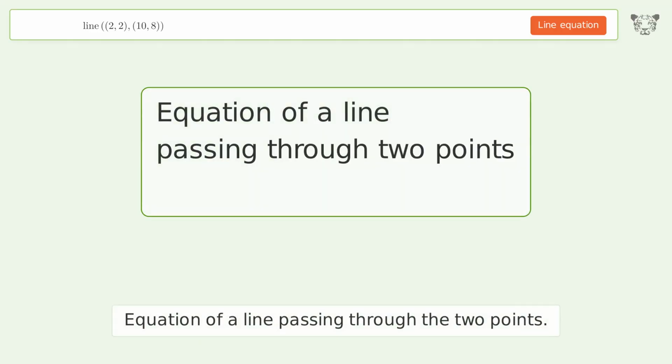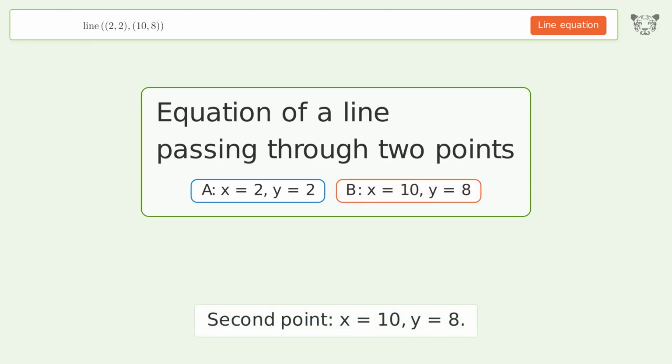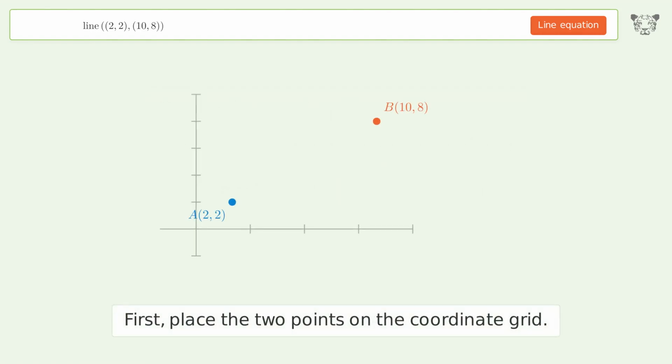Equation of a line passing through 2 points. The first point has x equals 2, and y equals 2. The second point has x equals 10, and y equals 8. First, place the 2 points on the coordinate grid.